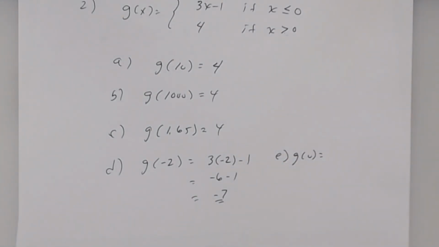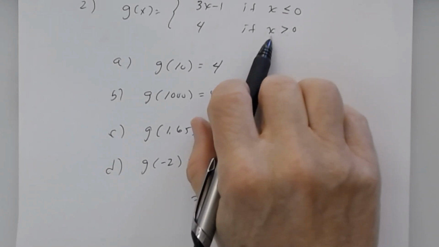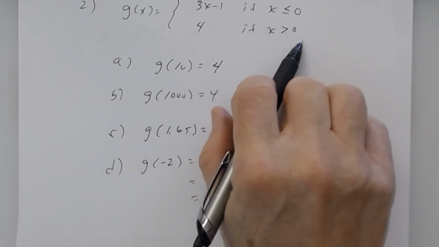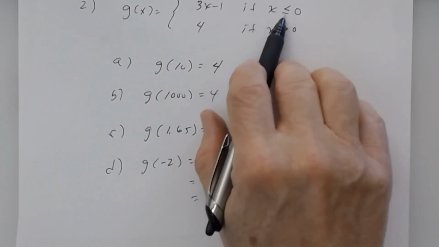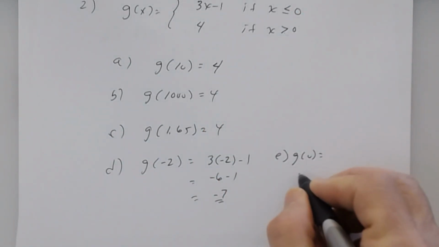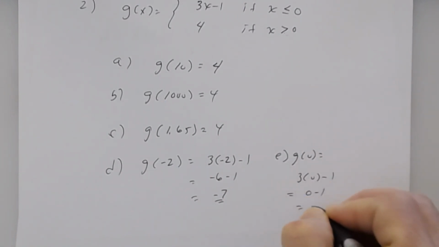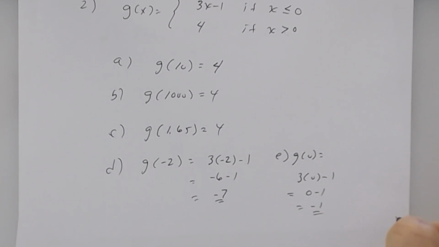Okay, E. Suppose I want to find g of 0. Which one do I use? Top one, because remember, x is 0. You wouldn't use the bottom one because is 0 bigger than 0? No, but 0 does what? Equals 0. So use the top one. So that's 3 times 0 minus 1. So that's 0 minus 1, which is a negative 1. Okay? You understand that? Okay.